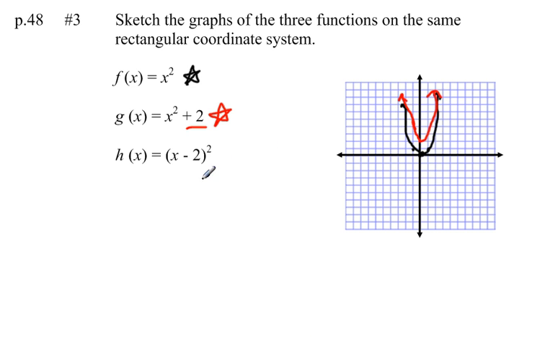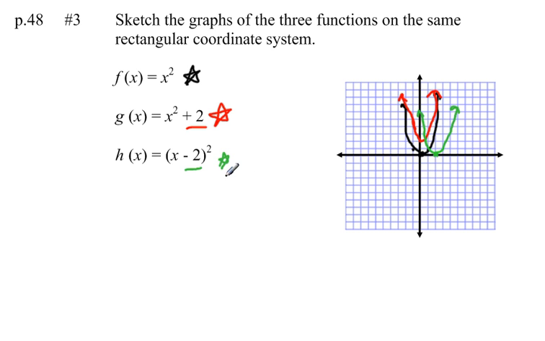Third graph, h of x equals x minus 2 in parentheses squared. Now subtracting 2 in parentheses here, then squaring it, this is going to shift our graph 2 units as well, but in this case 2 units to the right. Now careful, minus 2 would lead some to believe that we're going 2 units left. Minus 2 in parentheses is going to go 2 units to the right, so careful with that. We're subtracting 2 and then we're squaring it. So our graph's going to look something like this.